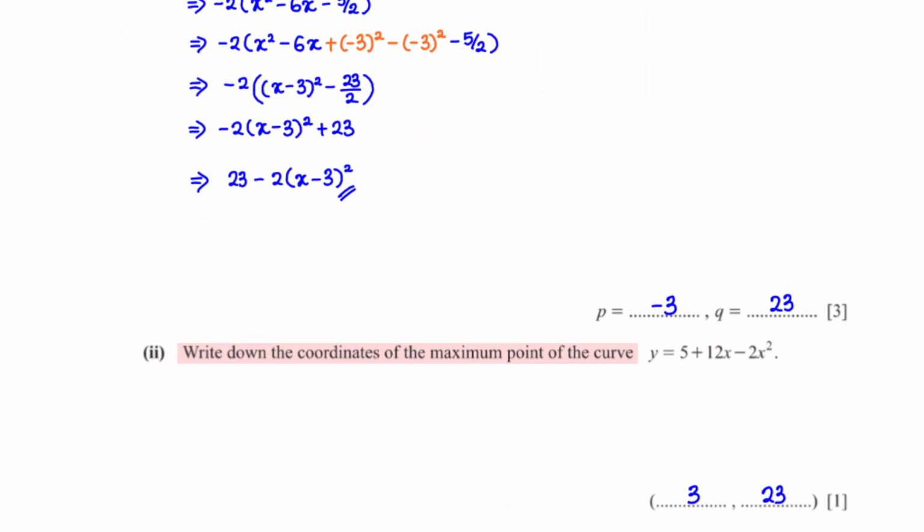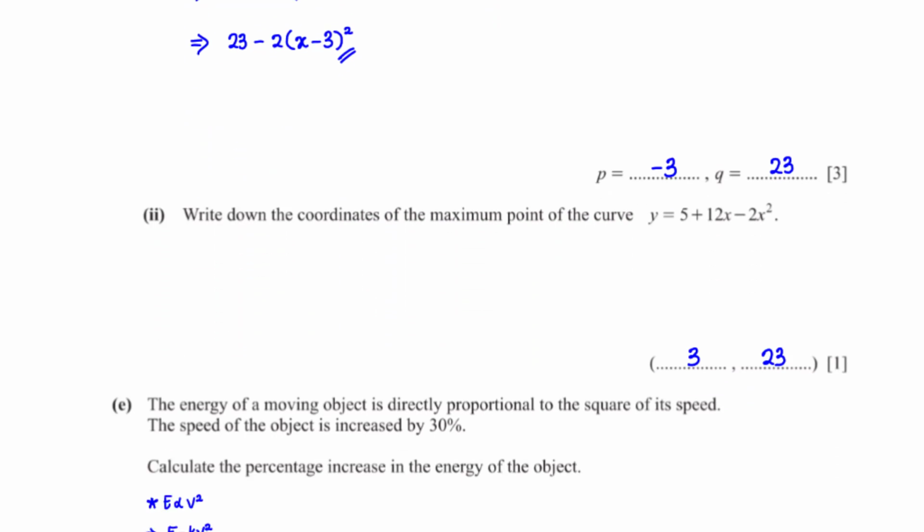Write down the coordinate of the maximum point of the curve y equals 5 plus 12x minus 2x squared. We get the x coordinate of the maximum point by equating x minus 3 to 0, which gives us x equals 3. And the y coordinate is the constant term, which is 23.